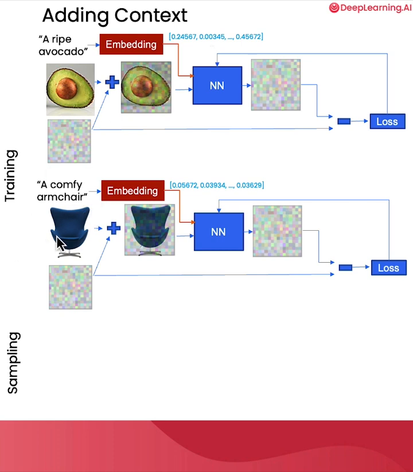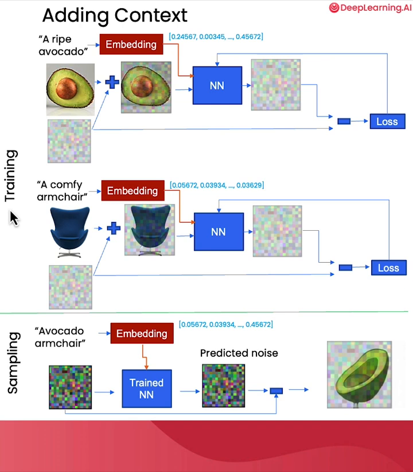So here's a comfy armchair. You can pass it through an embedding, pass it into the model, and have that be part of training. Now, the magic of this section is that while you were able to scrape these images of avocados and armchairs off the internet with those captions, you're able to, at sample time, generate things that the model has never seen before. And that could be an avocado armchair.